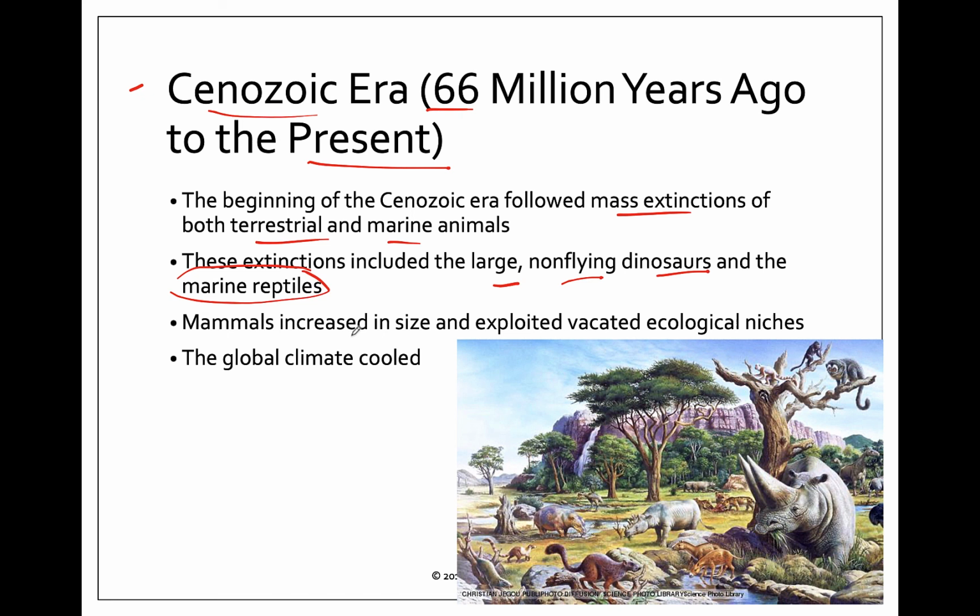We think that primates developed in Africa and adapted to the open woodlands and savannas of Africa. And then eventually, obviously, we're primates. Humans would have evolved from groups of primates out of Africa.